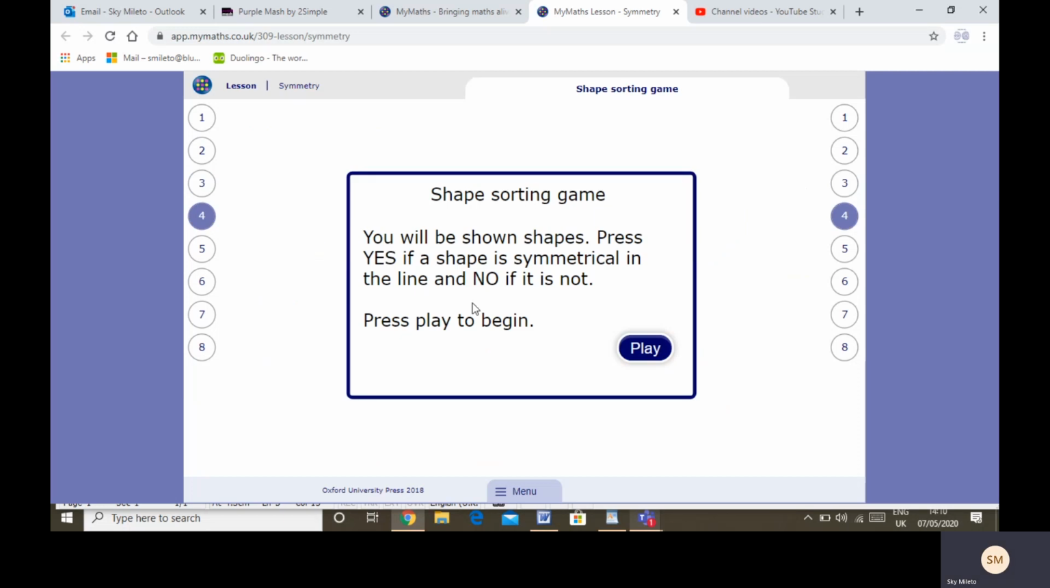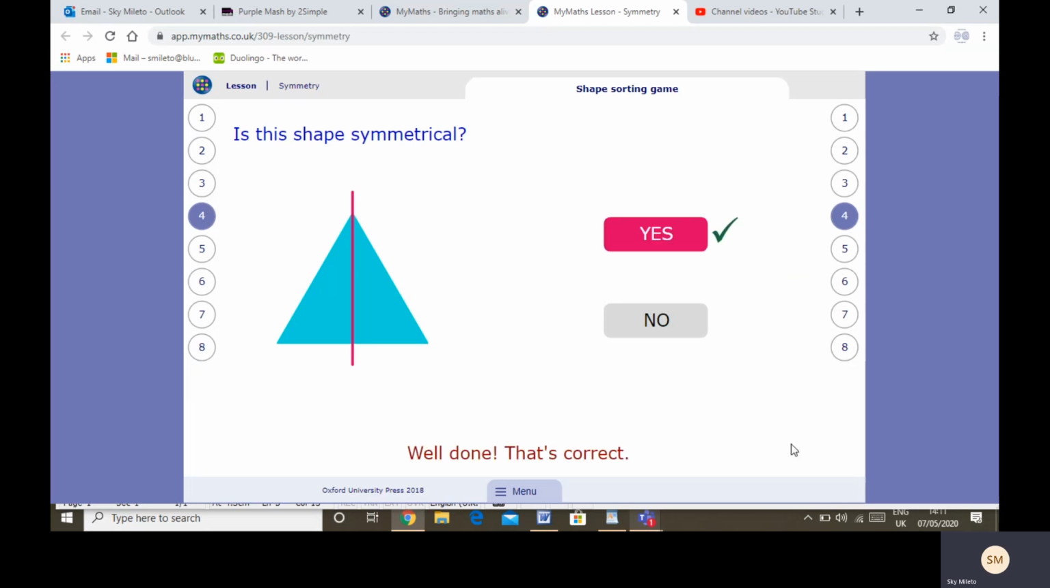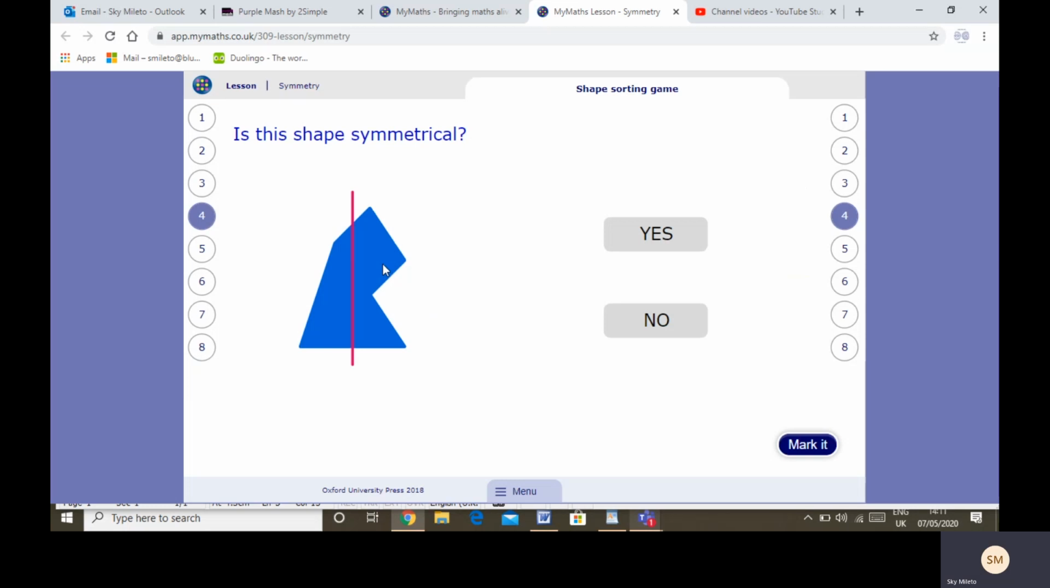So, shape sorting game. Now we're going to have a look at shapes. Sorry, I messed up my words. Yes, if the shape is symmetrical. No, if it's not. So let's have a look at these shapes. We've got a circle. Is that side the same as that side? Yes. Triangle. Is that side the same as that side? Yes. Nice and simple symmetry is. Is that side the same as that side? Nope.